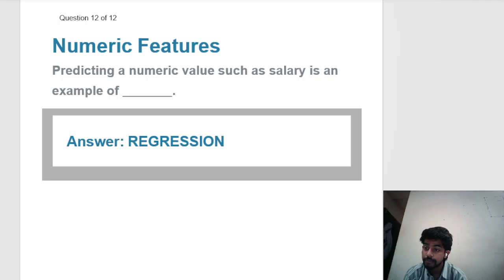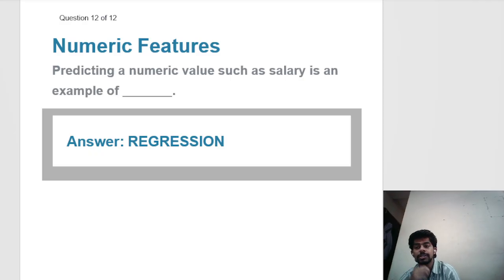Numeric data types. This question is about predicting a numeric value such as salary is an example of dash. The answer is regression here. When a target variable is a continuous numeric value, you are dealing with a regression problem. Key characteristics of regression. Output is a continuous number. Examples: salary, price, temperature, weight. Their goal is to predict the exact value.